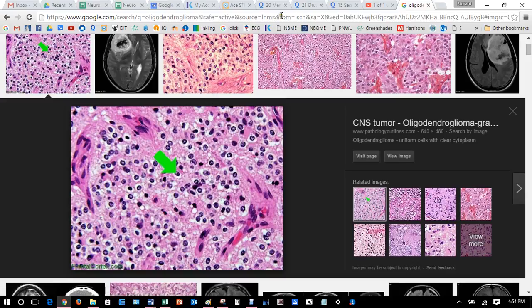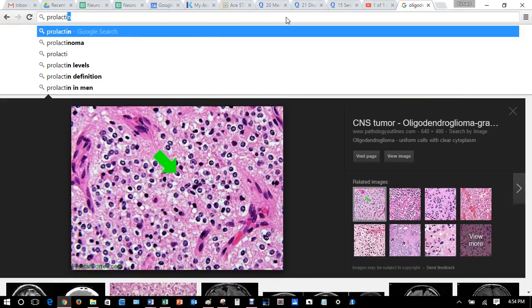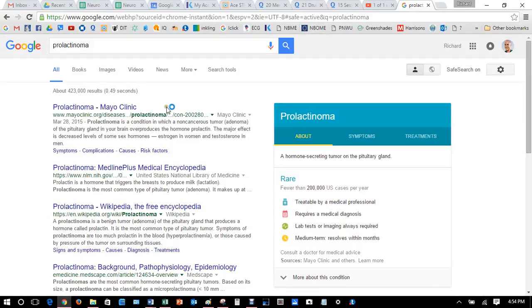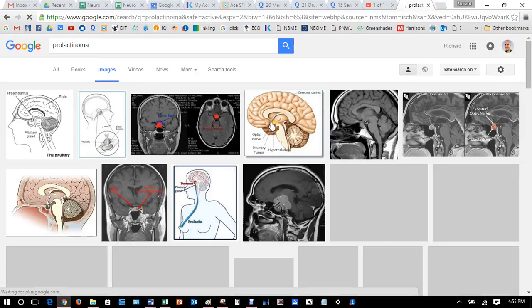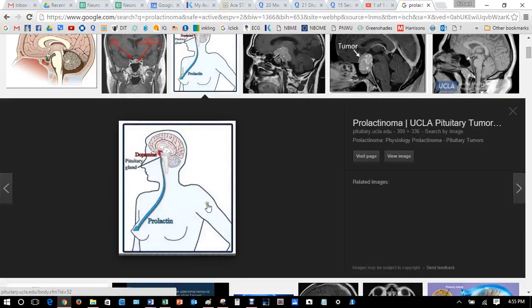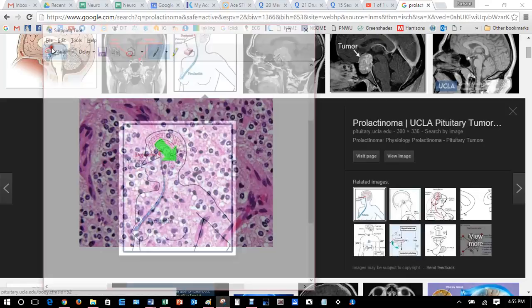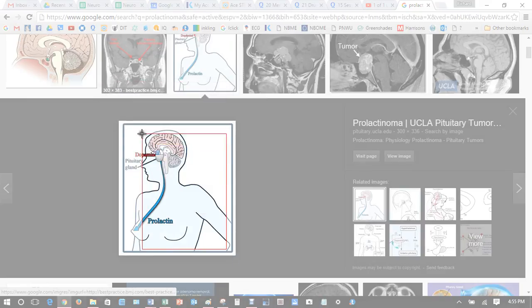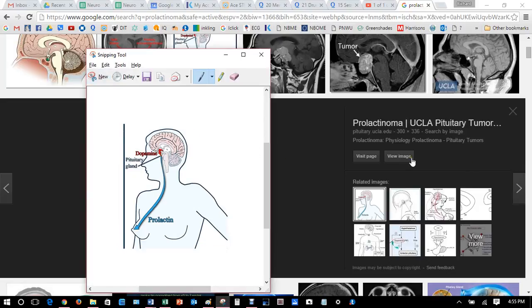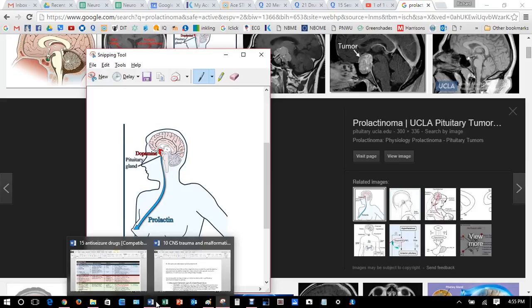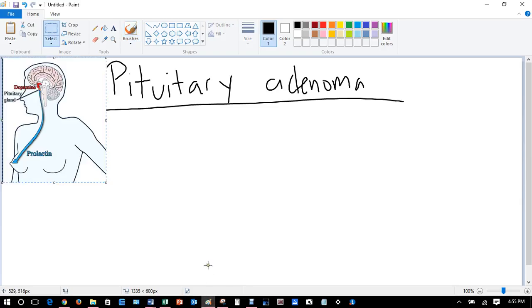I'm going to Google that one. Prolactinoma, probably high levels of prolactin is what I'm guessing. Here's a good example of what's going on. With a prolactinoma, someone's producing lots of milk, or maybe they're having breast enlargement, I can't remember the word, but that's what's going on there. So that's a good example. Prolactinoma. What do you have here?